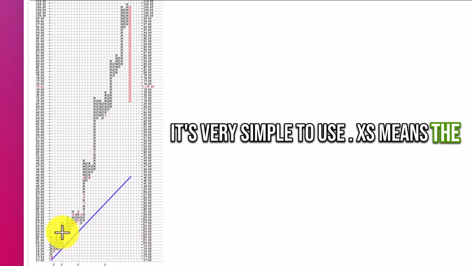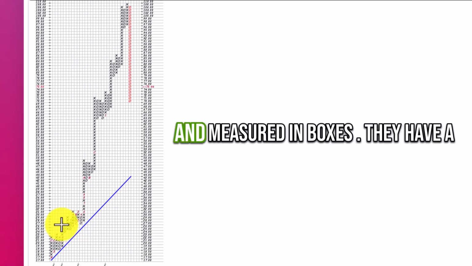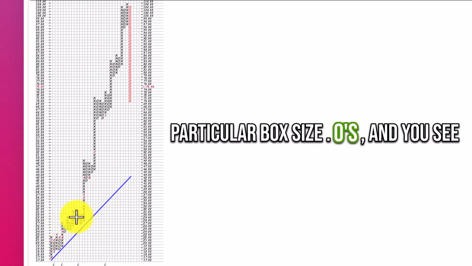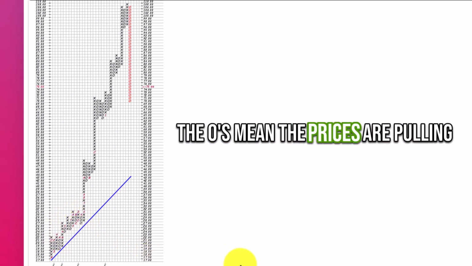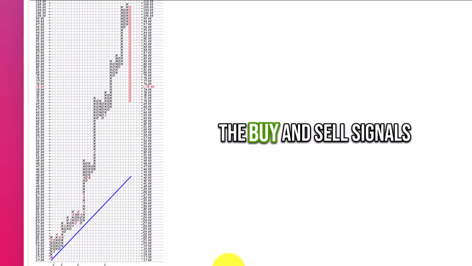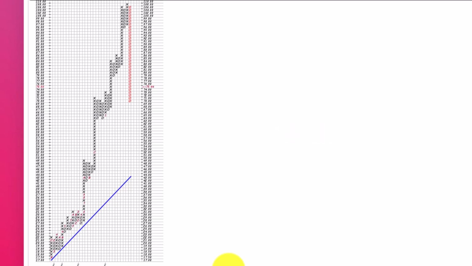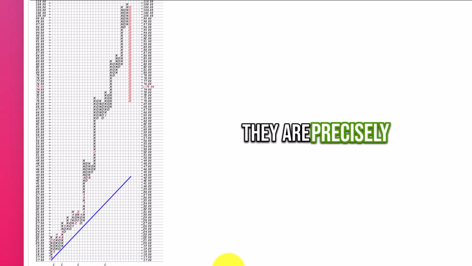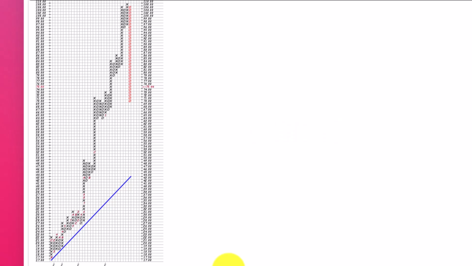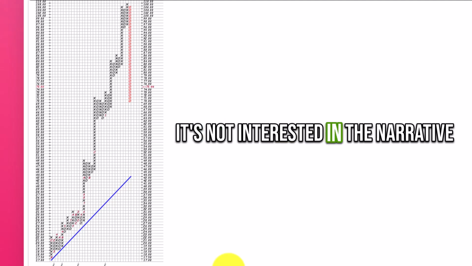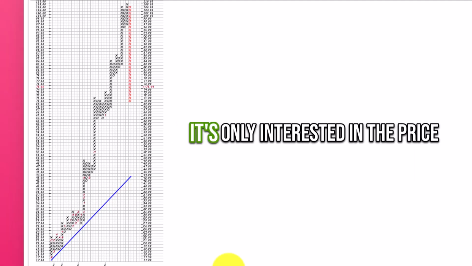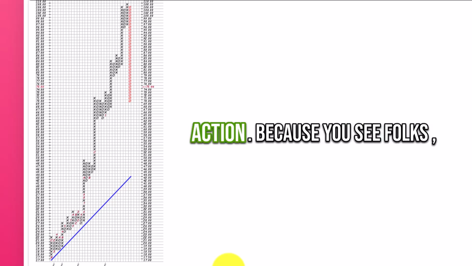X's mean the prices are going up and measured in boxes. They have a particular box size. O's, when you see the O's, mean the prices are pulling back. The buy and sell signals are not gray. They are not subjective. They are precisely black and white. The point and figure chart takes out all of the noise of any market. It's not interested in the narrative. It's only interested in the price action.